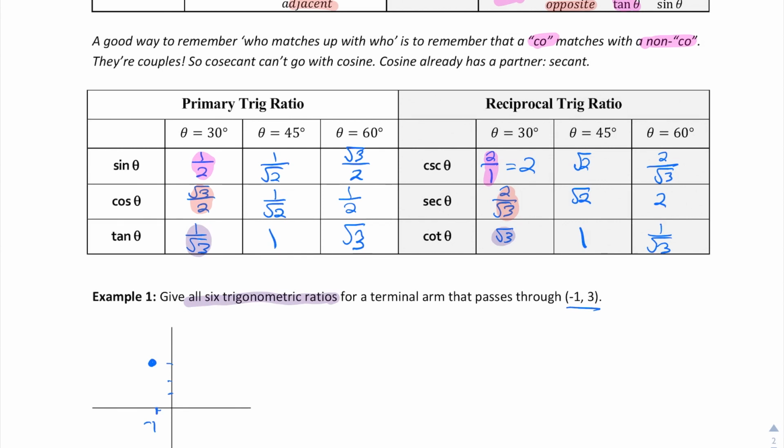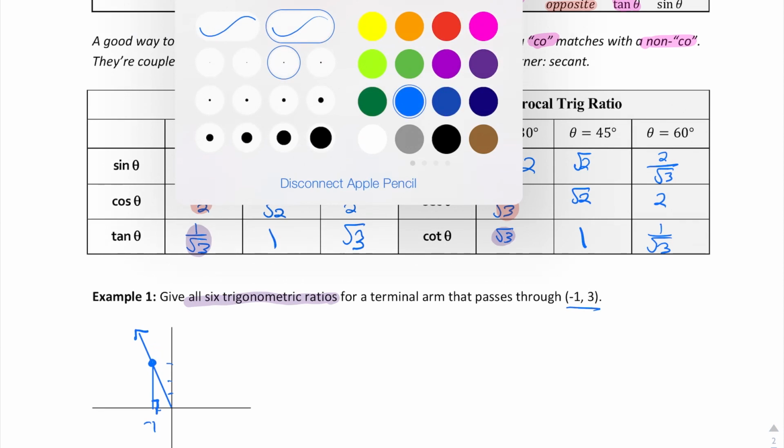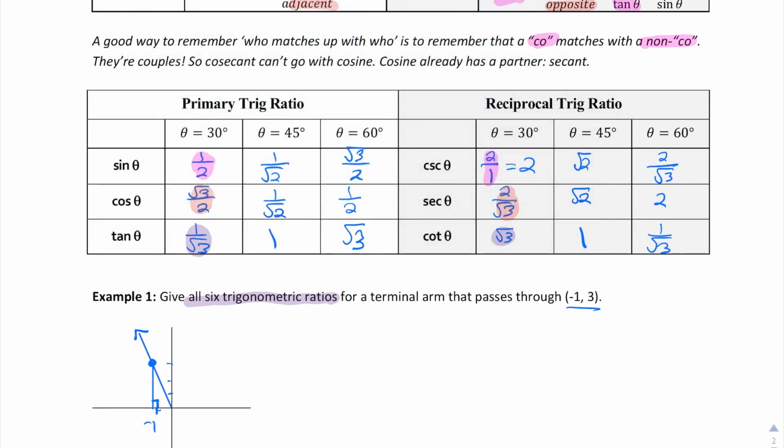So I've got something like this. And so my terminal arm drawn from the origin goes through that. And so I can create my quarter of the bow tie, and I've got my 90-degree angle there. What I can do is label the sides. So I'm just going to change colors so that my height here, the y value, is 3, the x value is -1, and then I've got, let's call it the radius, or r, here.